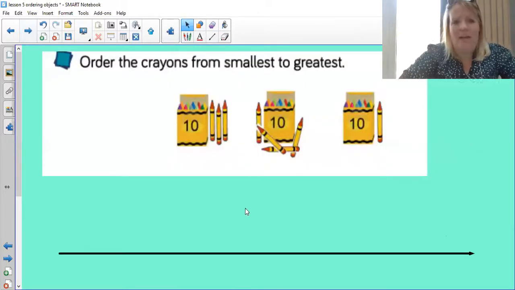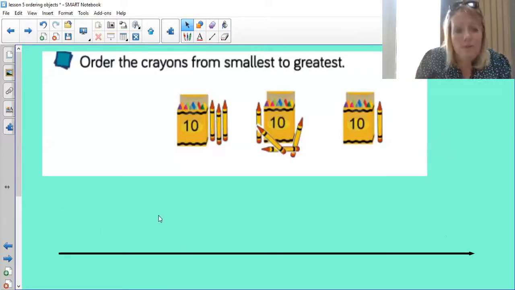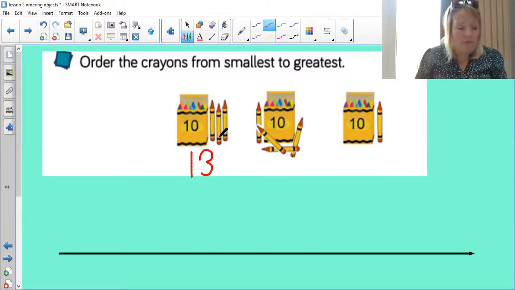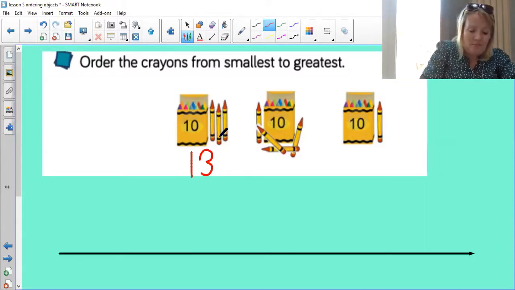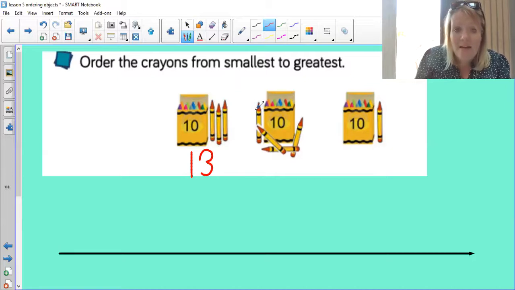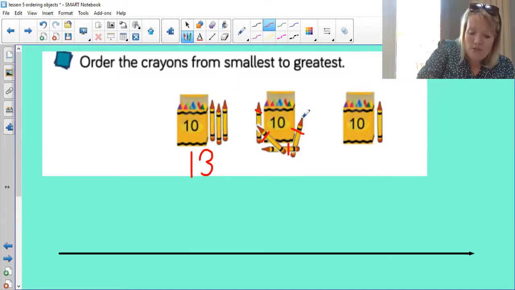So let's have a look here. It says, order the crayons from smallest to greatest. Each pack of crayons has how many in there? Excellent, yes, 10. But the crayons on the outside are extra. So let's count. 10, 11, 12, 13. 13. If you want to write them down on your sheet, you can. I've written mine down. Let's have a look at the next one. 10 in the box, so let's count on from 10. 10, 11, 12, 13, and 14.